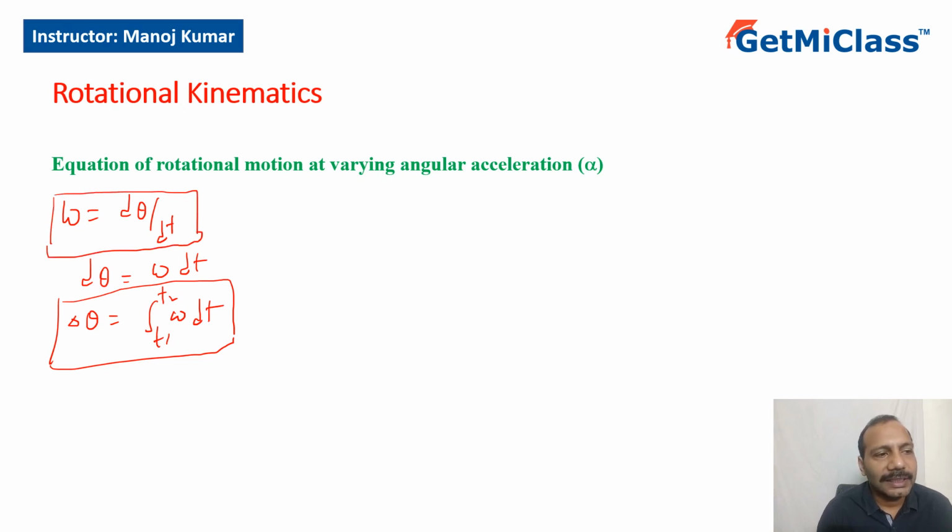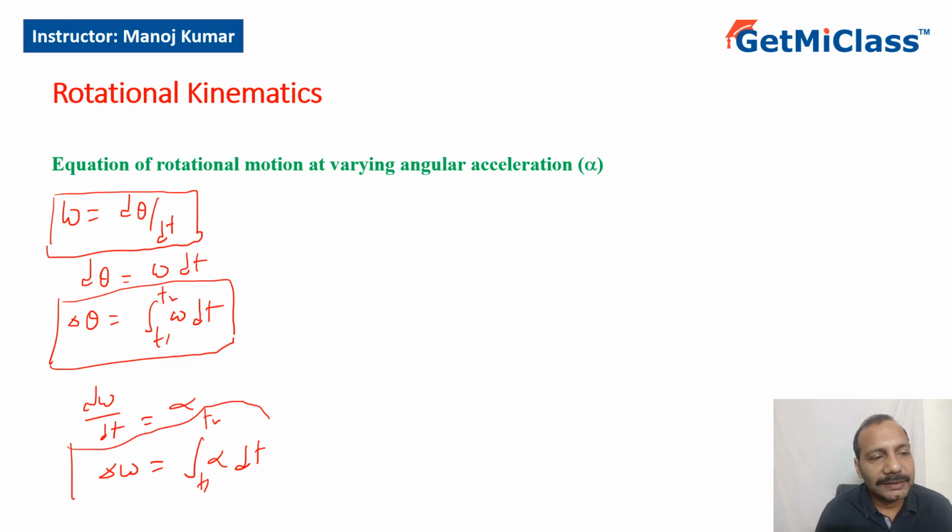Now similarly, what do we know? We have angular acceleration. If I want to find angular acceleration, we know d omega by dt equal to alpha. From this what can I write? I can write delta omega equal to integral t1 to t2 of alpha dt. So this will give me change in angular velocity.